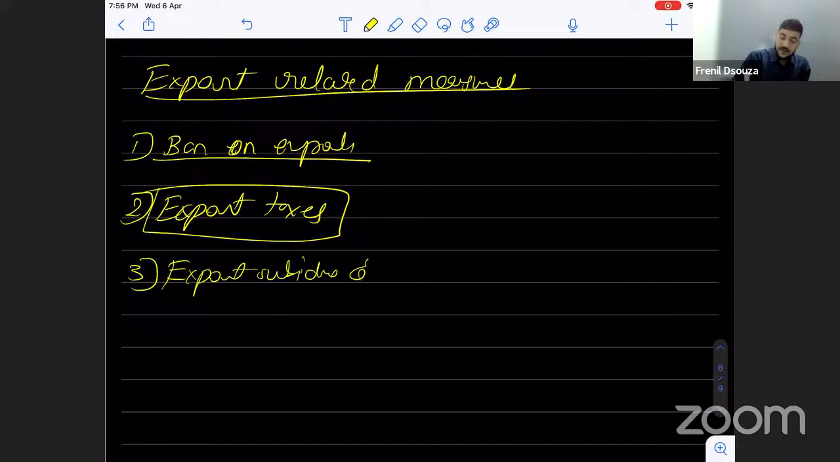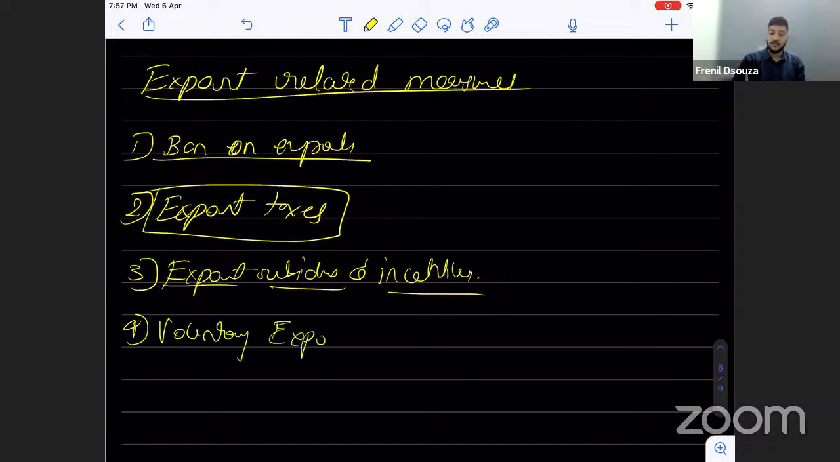And then the third one is export subsidies and incentives. We do know that whenever we are exporting, the government gives us a lot of benefits, because exports mean a lot of foreign currency into the hands of the government, a lot of money coming into the economy, a lot of employment generation. So the government wants to promote exports, and it gives a lot of export subsidies and incentives. And then the last one, there is voluntary export restraints.